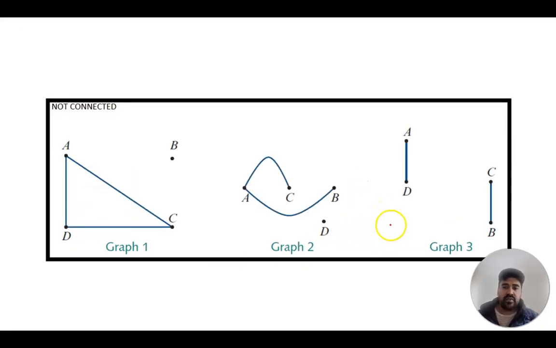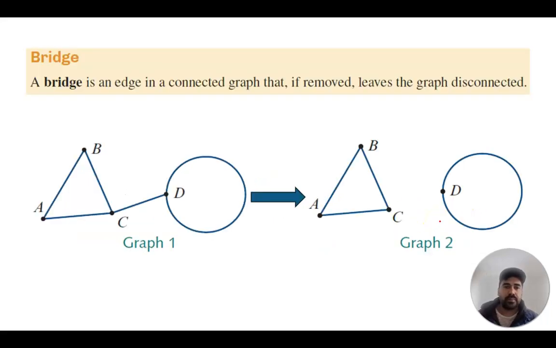Where if we have an isolated vertex here that strays away from here, this is not connected because there's no way that we can get to, in this example, vertex B. Same example here. Vertex D is isolated, so we can't travel to it. There's no edge or line that connects to it. Here we have two, it's almost like subgraphs. There's no way that we can get AD to CB. So these ones are considered not connected.